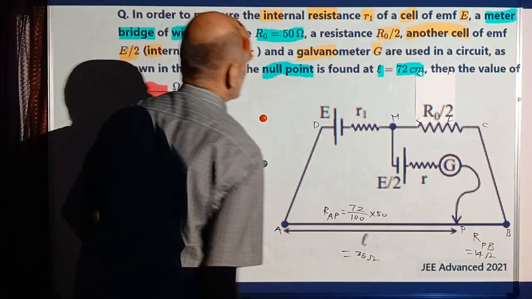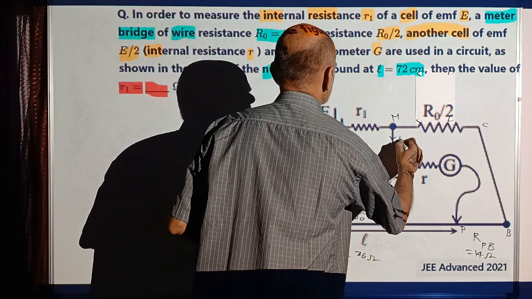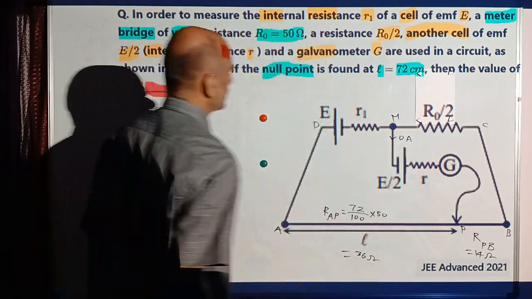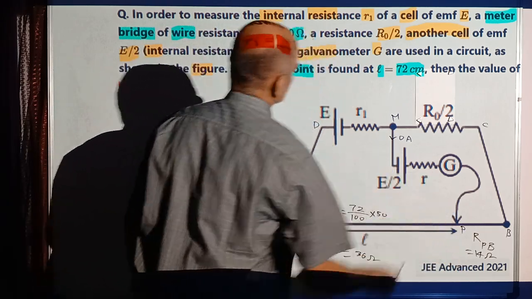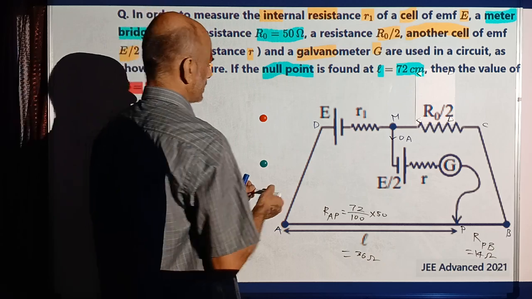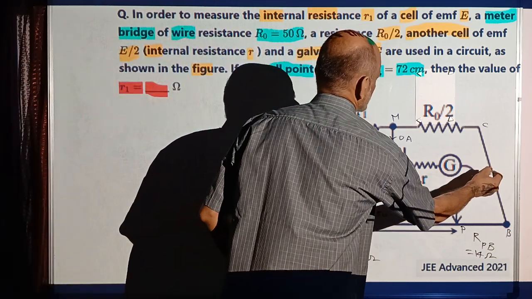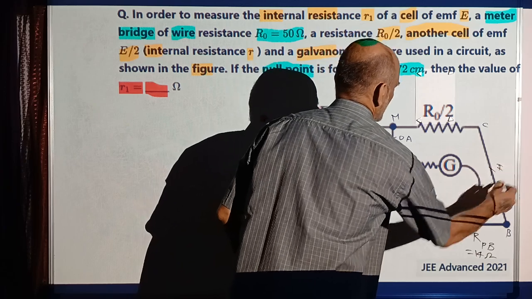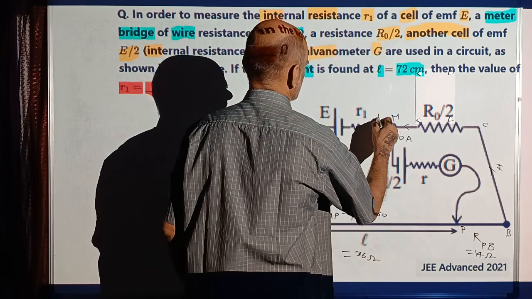Since this point corresponds to the null point, the current flowing here is 0. That is the meaning of null point. This point is adjusted such that the current in this bridge is 0. So there is only one current flowing in this circuit. Let me call it I. The same I flows here. Here the current is 0. The same I flows here, the same I flows here.